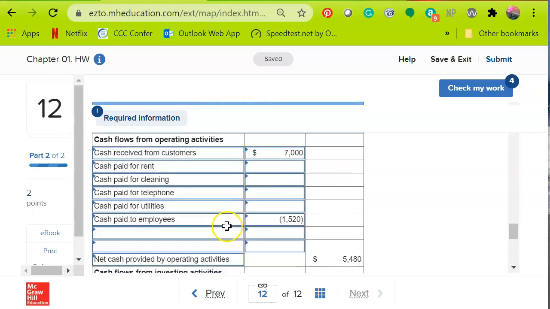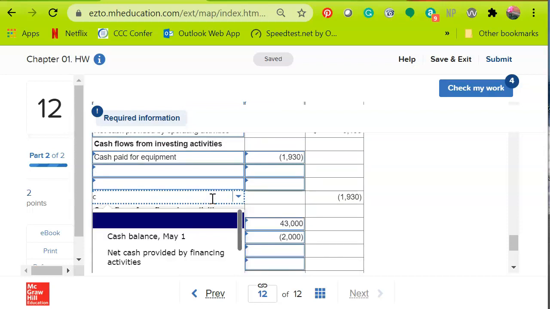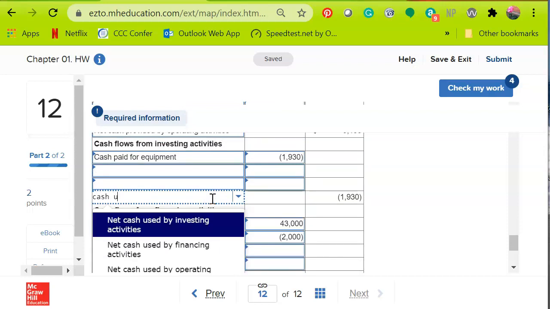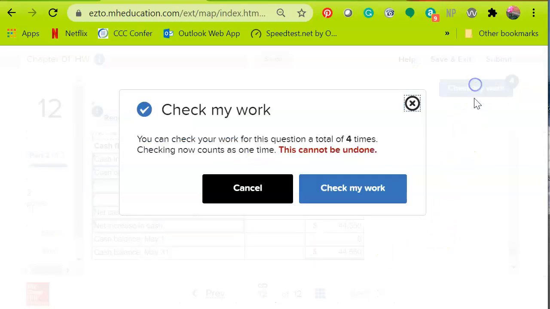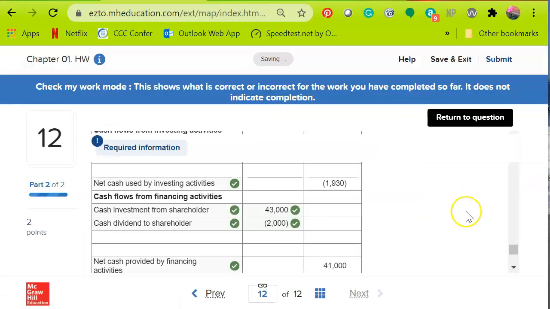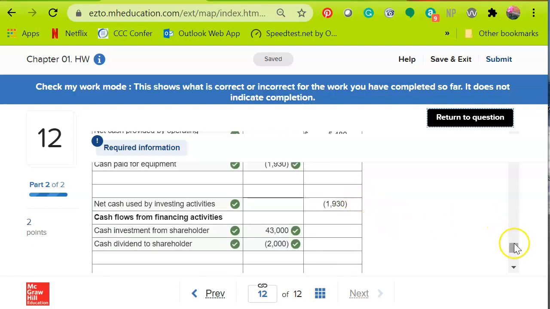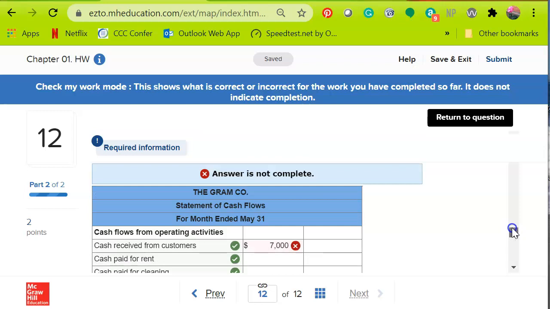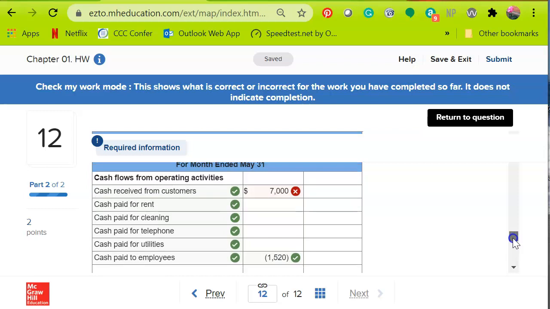And we'll make sure we have the one for investing: cash used by investing activity. And I'm going to go ahead and check my work. Keep in mind it's incomplete. I'm just trying to give you guys a start on it. And I'll see if I can make this bigger because you can't see the whole thing at one time. Answer is not complete. Here goes the heading for Graham Company. And you'll notice that all of my amounts received are off. I didn't actually add up the numbers. And those are the amounts for the operating section.